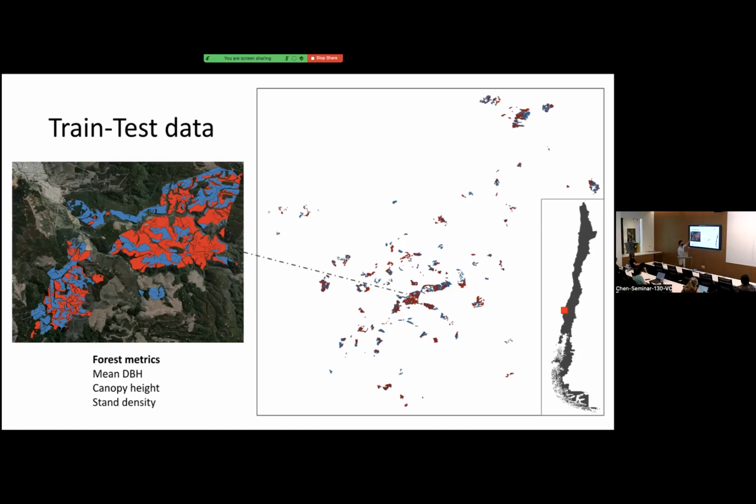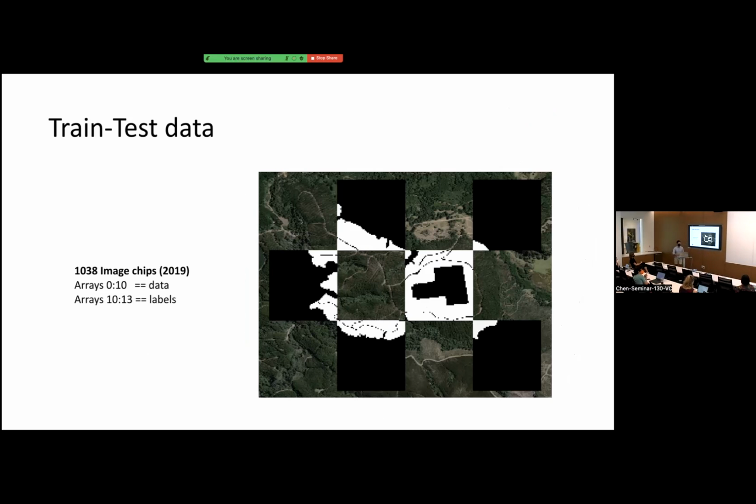Within these parcels, we have data including mean DBH, which is diameter of a tree trunk at breast height, canopy height of the trees within these parcels, and stand density, how many trees are within each parcel. We need these three metrics to eventually calculate above ground biomass. So in my second week here, I created my training test data. This came in the form of 1,000 image chips, as seen here. These are multi-dimensional arrays, 0 through 10 being the data, and 10 through 13 being the labels that I use.